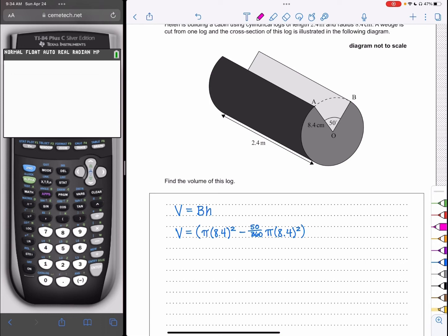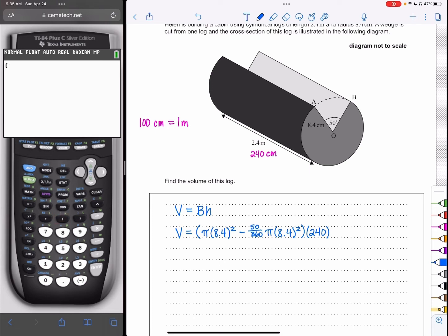If they do not specify, that is fine. Normally, the way we do it is we convert our larger unit to the smaller unit. So normally we convert from meters to centimeters. So we should know automatically that there are 100 centimeters in 1 meter. So if I have 2.4 meters, that's going to give me 240 centimeters. So that's what I need to multiply as my height. So I'm going to have that multiplied by 240.